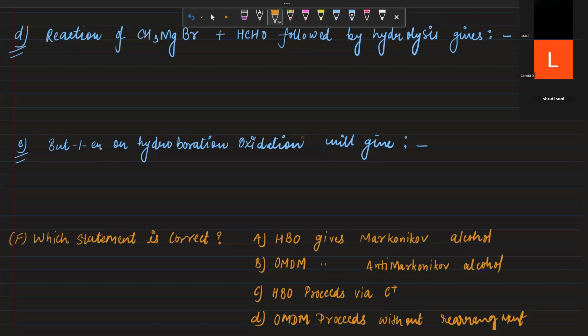What is the IUPAC name of the product? You can directly tell me the IUPAC name of the product. Hold on. The IUPAC name. Let's see. Butanol? Are you sure? Wait.